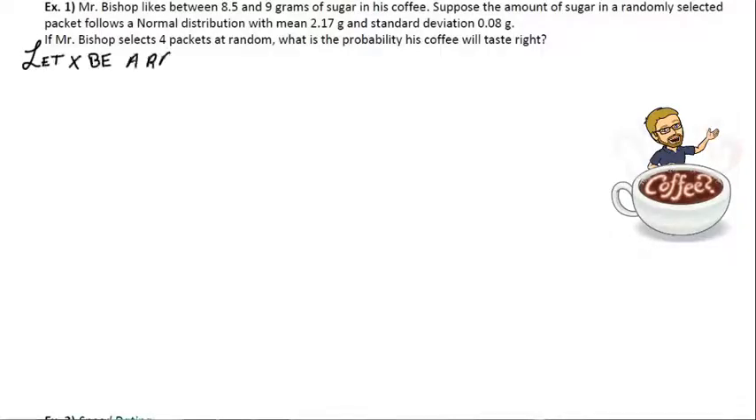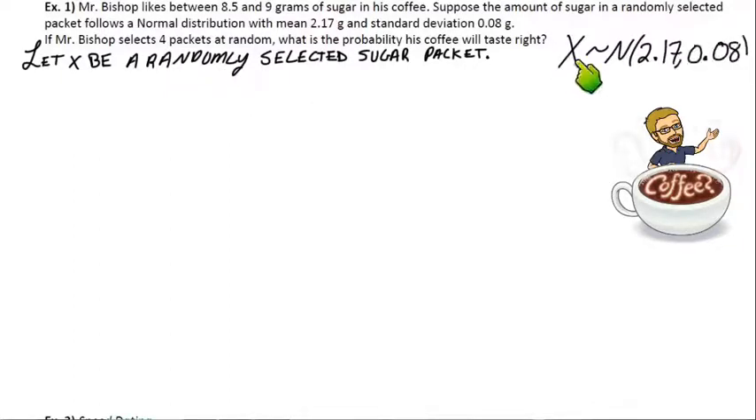So let's start out with defining our random variable here. And we'll just use x. I guess we could use c for coffee, but x is going to be a randomly selected sugar packet. So just like in the state step, we're going to start off with defining the variable. So the random variable we're going to use is called x, and it's just going to be one single randomly selected sugar packet. So x we know is approximately normally distributed. The mean is 2.17 grams. The standard deviation is 0.08 grams.